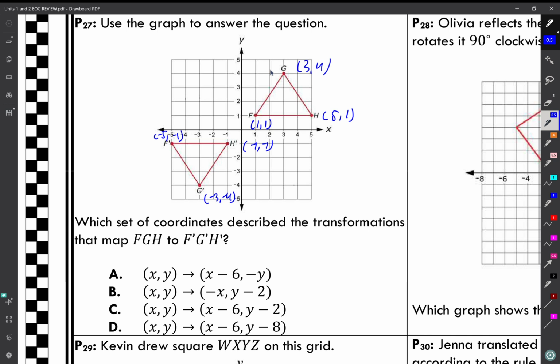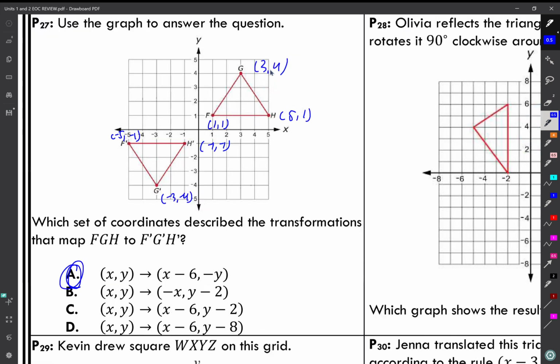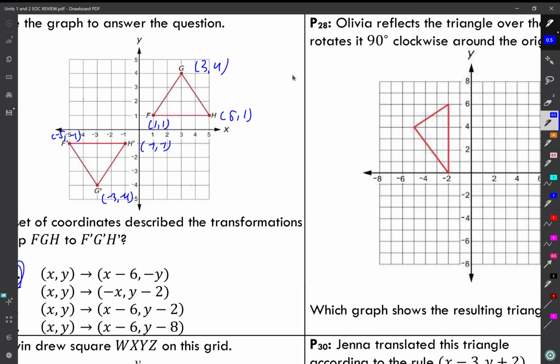Cool, let's try G prime. Plug in here, 3 minus 6 is negative 3. And then 4 times the negative 1 is negative 4. So negative 3, negative 4. Boom, G prime is that as well. Let's check H to make sure. 5 minus 6 is negative 1. Negative of positive 1 is negative 1. So this works. So I can stop there. I've tried that. It's A.